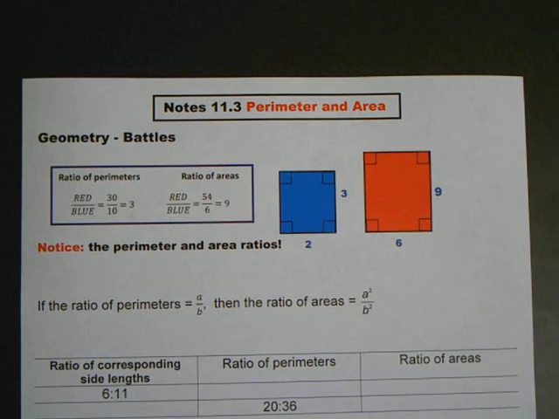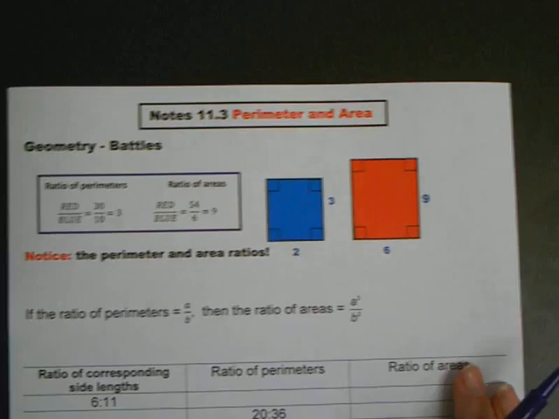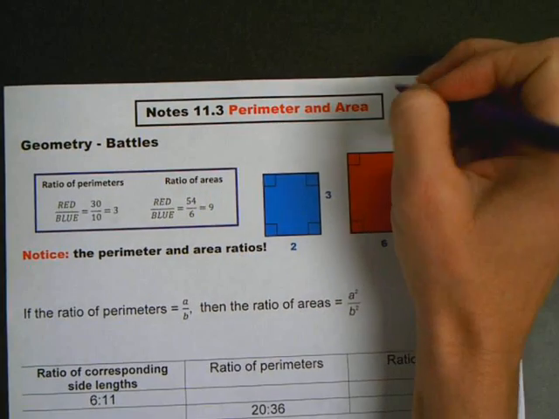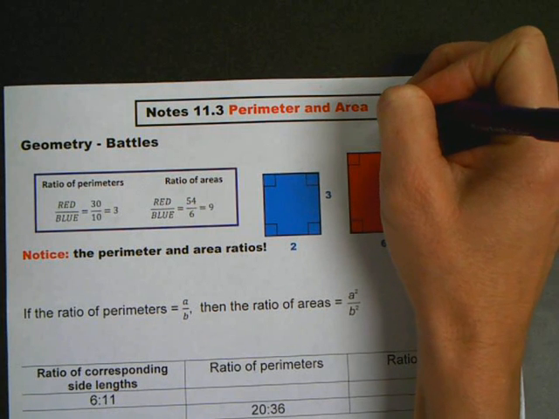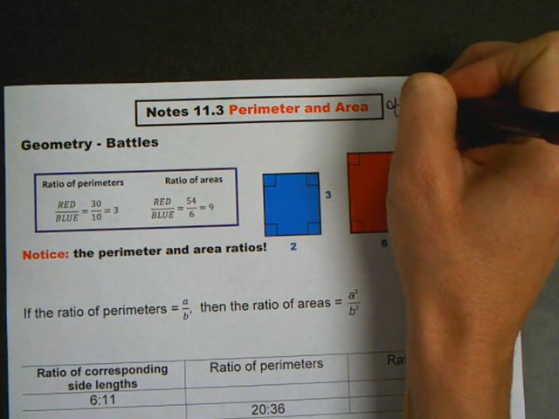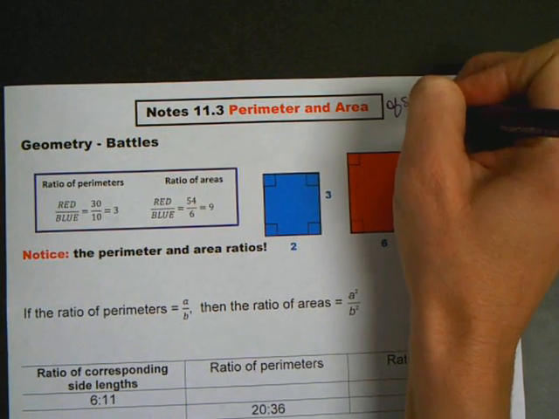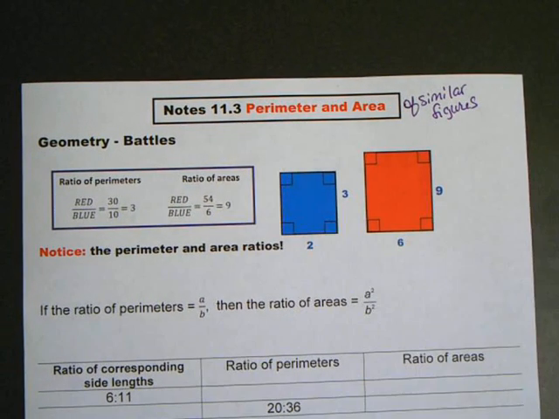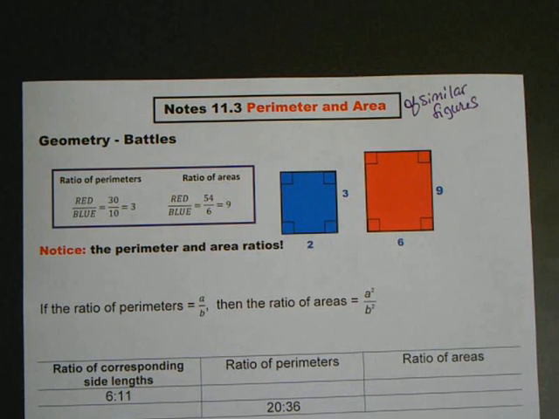Alright guys, today we're talking about perimeter and area, but not just like we did before, but of similar figures. So we need to finish our title out. I kind of cut it short. Perimeter and area of similar figures. We've talked about similar figures before, mostly in triangles and comparing ratios of side lengths and such. Now we're going to be comparing the ratios of perimeter and the ratios of area.